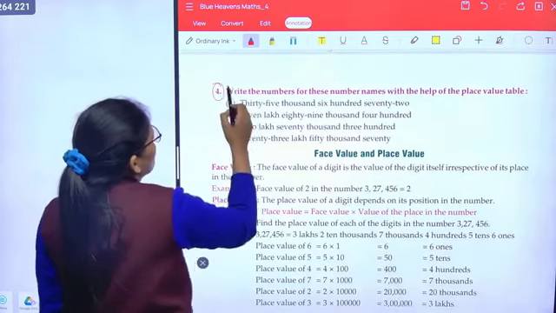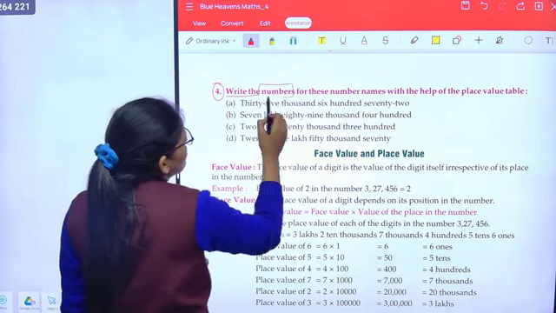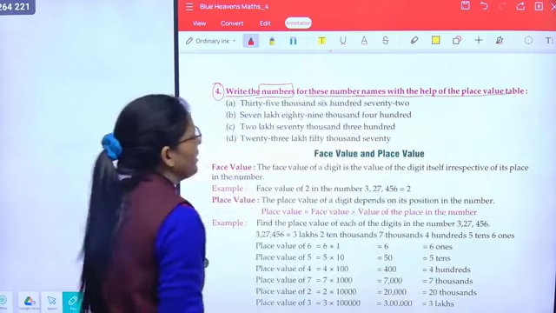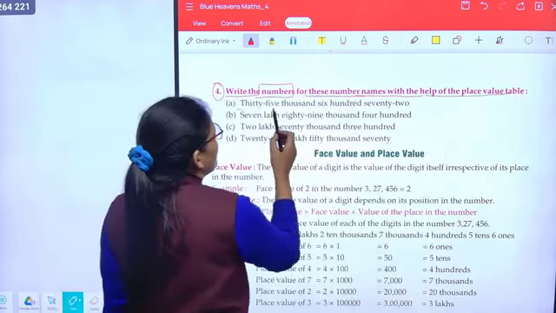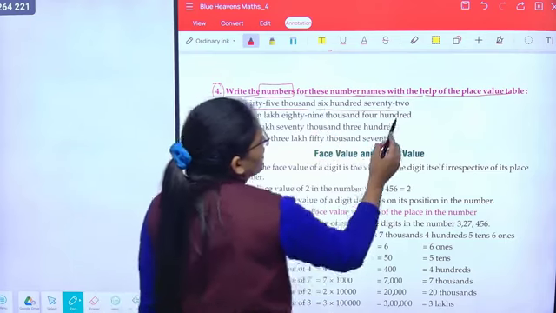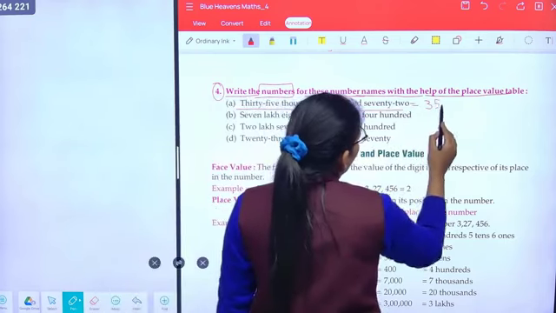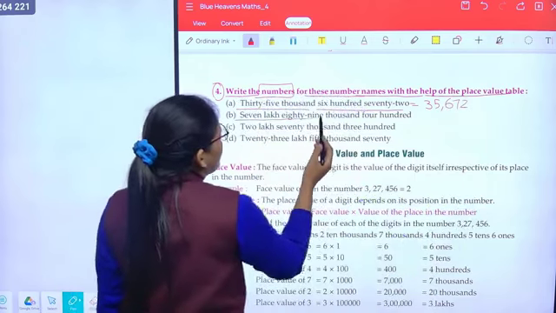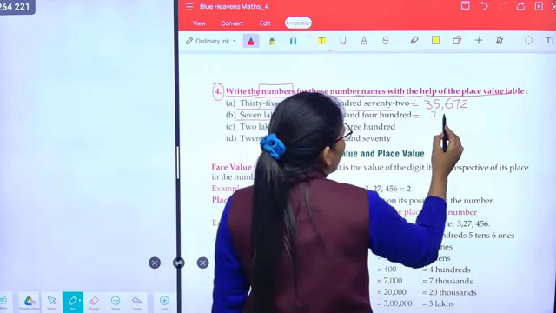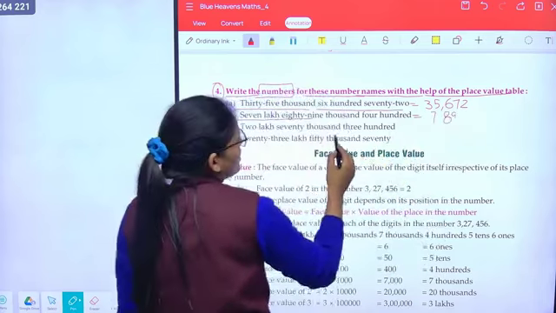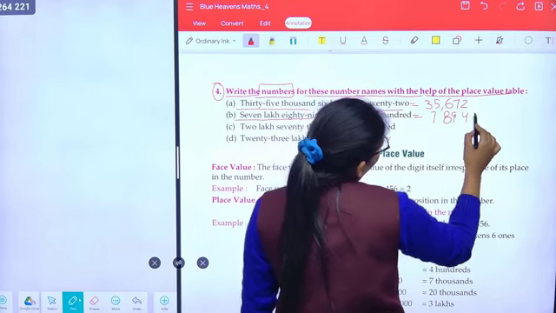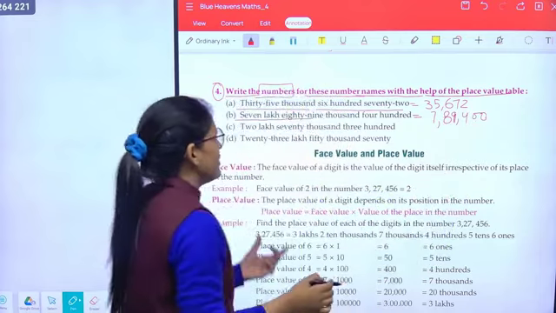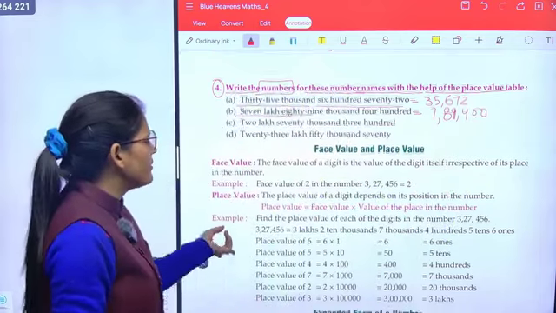Yes, class. Now come on the question number 4. Write the numbers for these number names with the help of place value table. Now 35,672. Understand? Now 7,89,400. Rest of the parts do yourself.